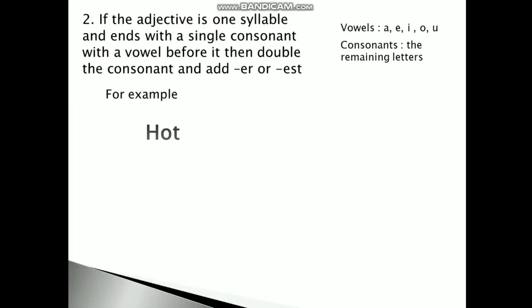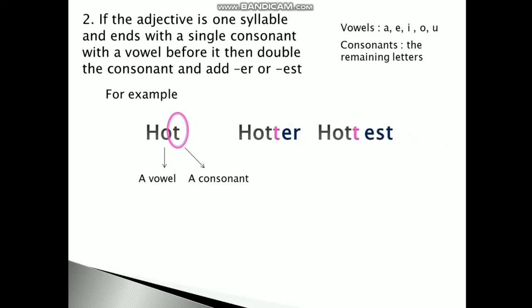Hot. Hot is a one-syllable word. It ends with a consonant with a vowel before it. So O is a vowel, T is a consonant, and since it is a consonant, according to the rule, we need to double the consonant. So we'll write double T, H-O-T-T, and then for the comparative form, we'll add ER, whereas for the superlative form, we'll simply add EST.